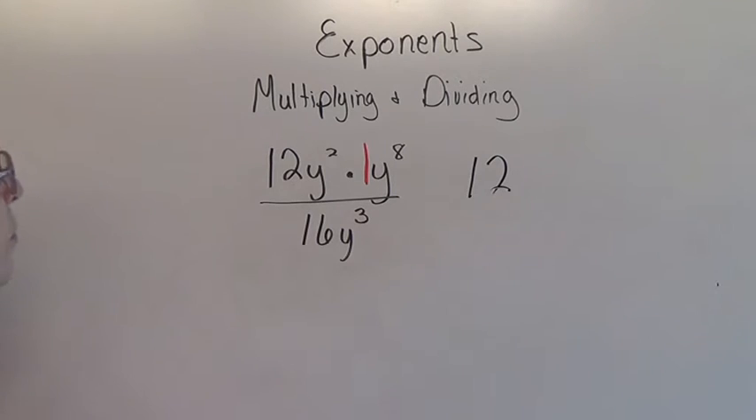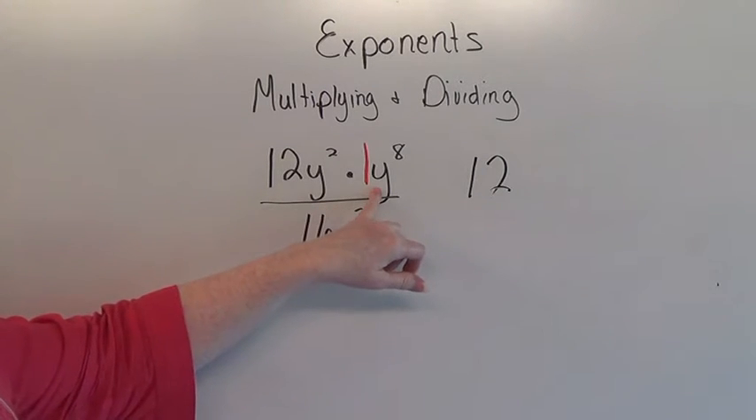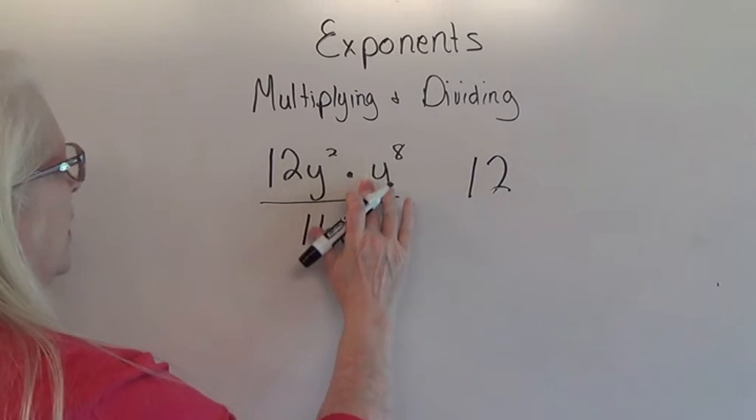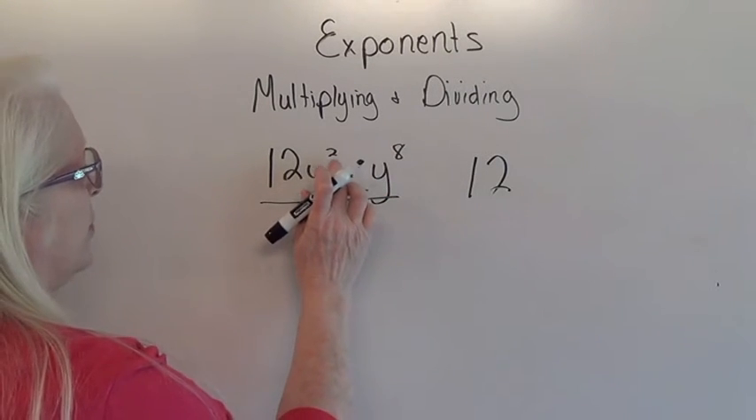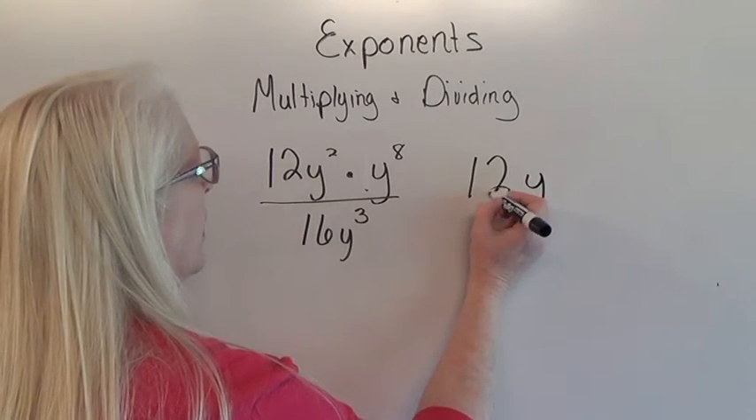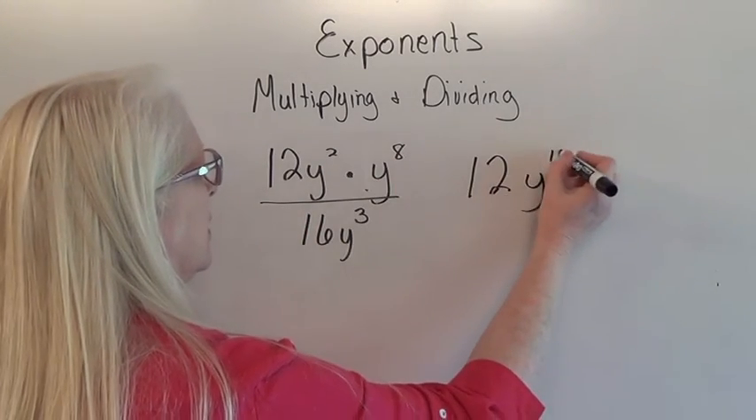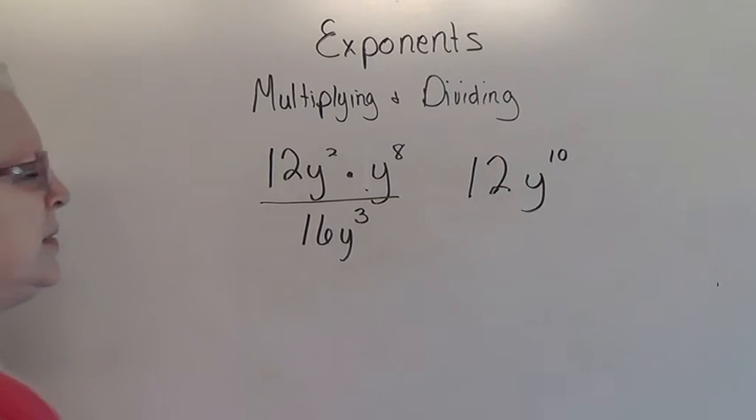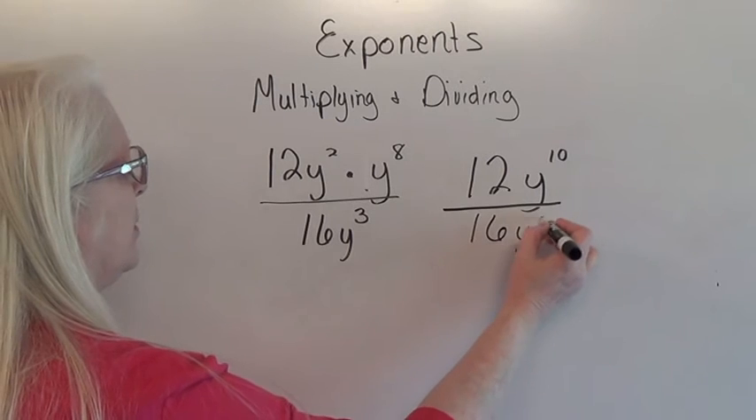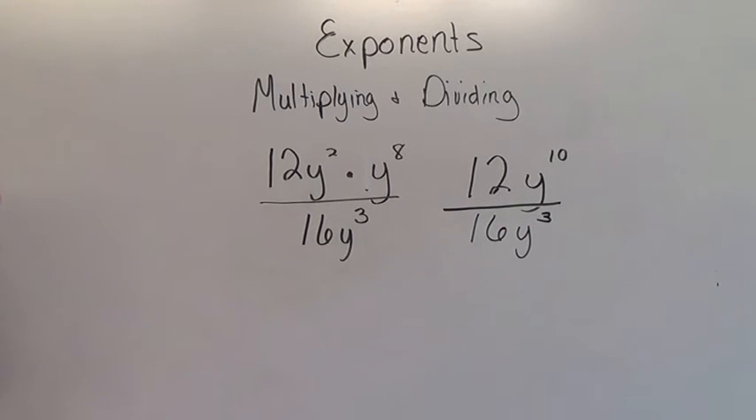Okay, now I'm going to look at the y's. The y's are the same base, so because they're the same base, I can simply add the exponents. So we have 2 plus 8, so I'm going to add my y here. And then 2 plus 8 is 10, so that would be 12y to the 10th power for my numerator. And then my denominator, I'm going to go ahead and bring that over.